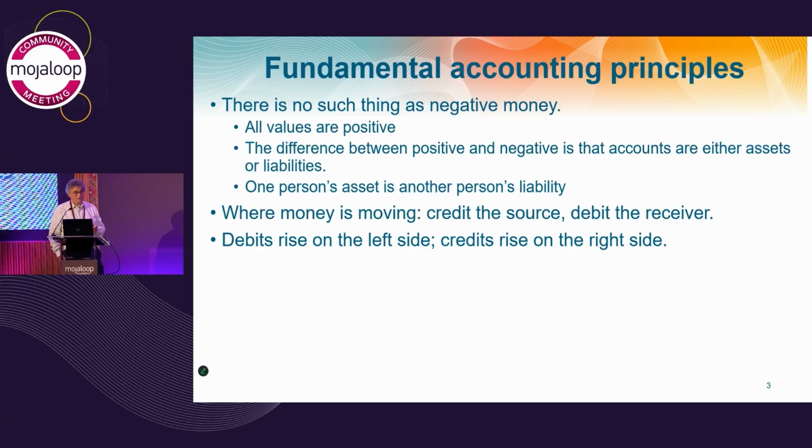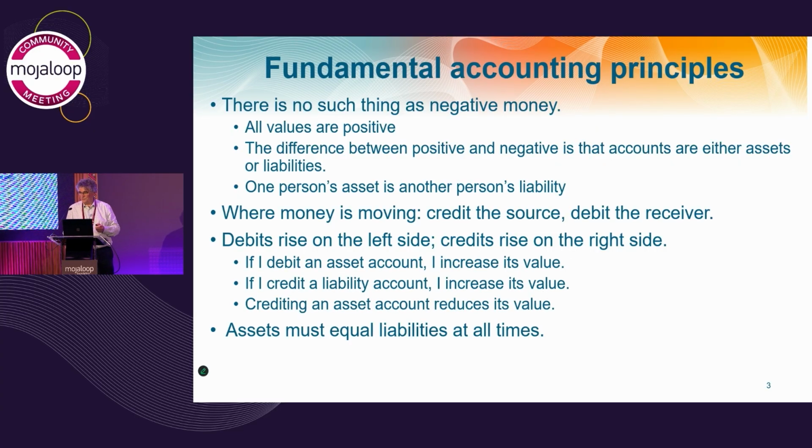And the final one is that the assets must equal the liabilities at all times. And that's over the whole set of ledgers. It doesn't say for each individual DFSP or for each individual account, they must all equal each other. It's over the whole thing. So if you sum up everything in the system, it should come to zero.